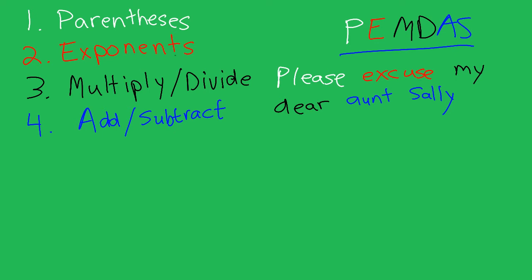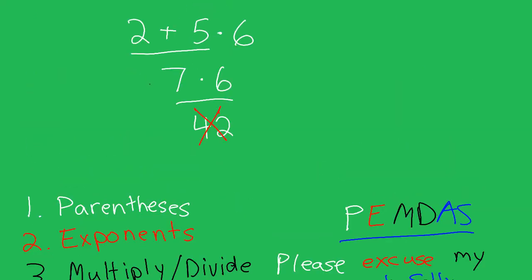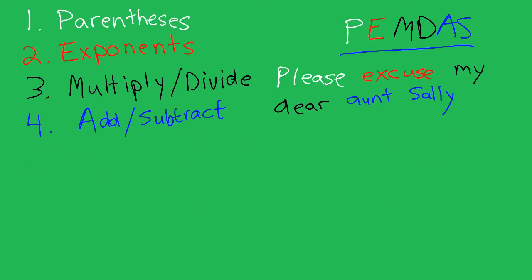Alright, so let's try that problem we had up here to solve it using the order of operations. So 2 plus 5 times 6. I'll rewrite this here. And so when you solve problems like this, it never hurts to write out PEMDAS, or please excuse my dear Aunt Sally, if you want to remember it that way. And then you just work through each of the steps one by one.